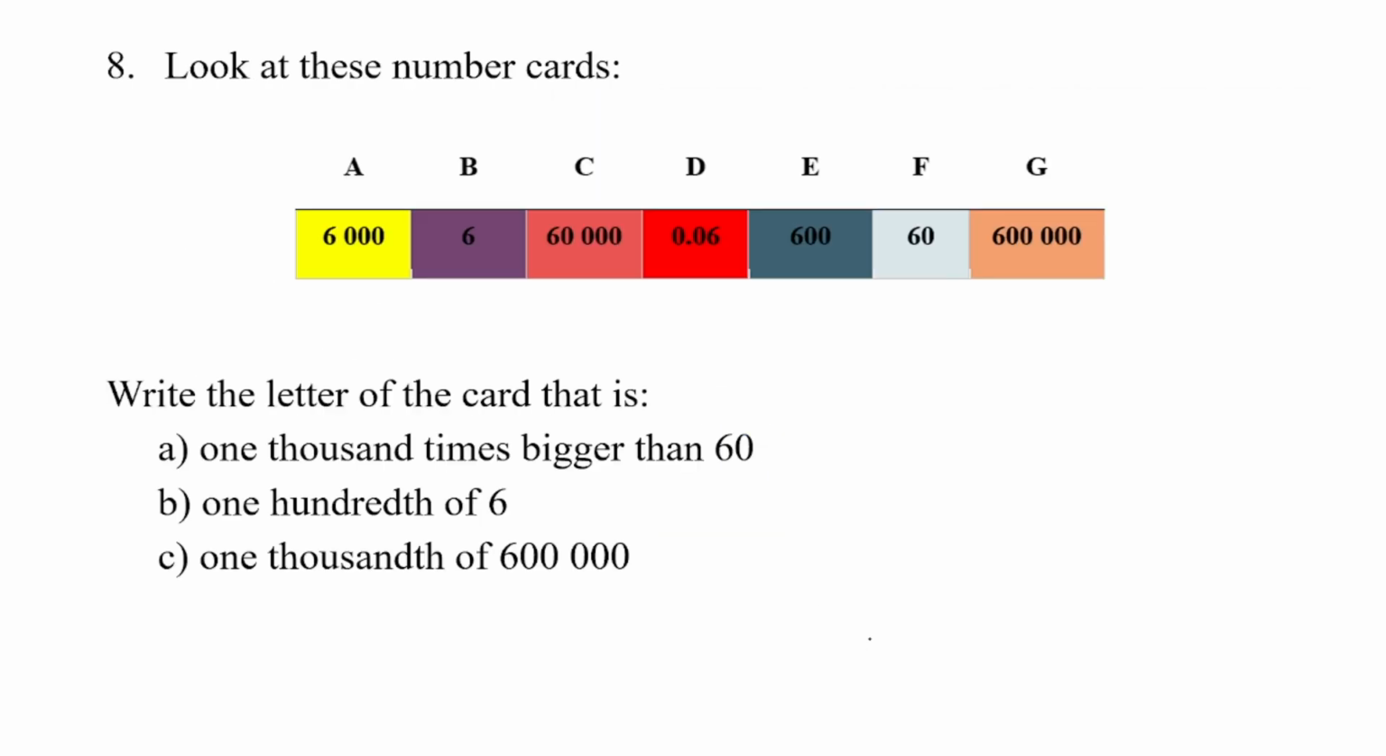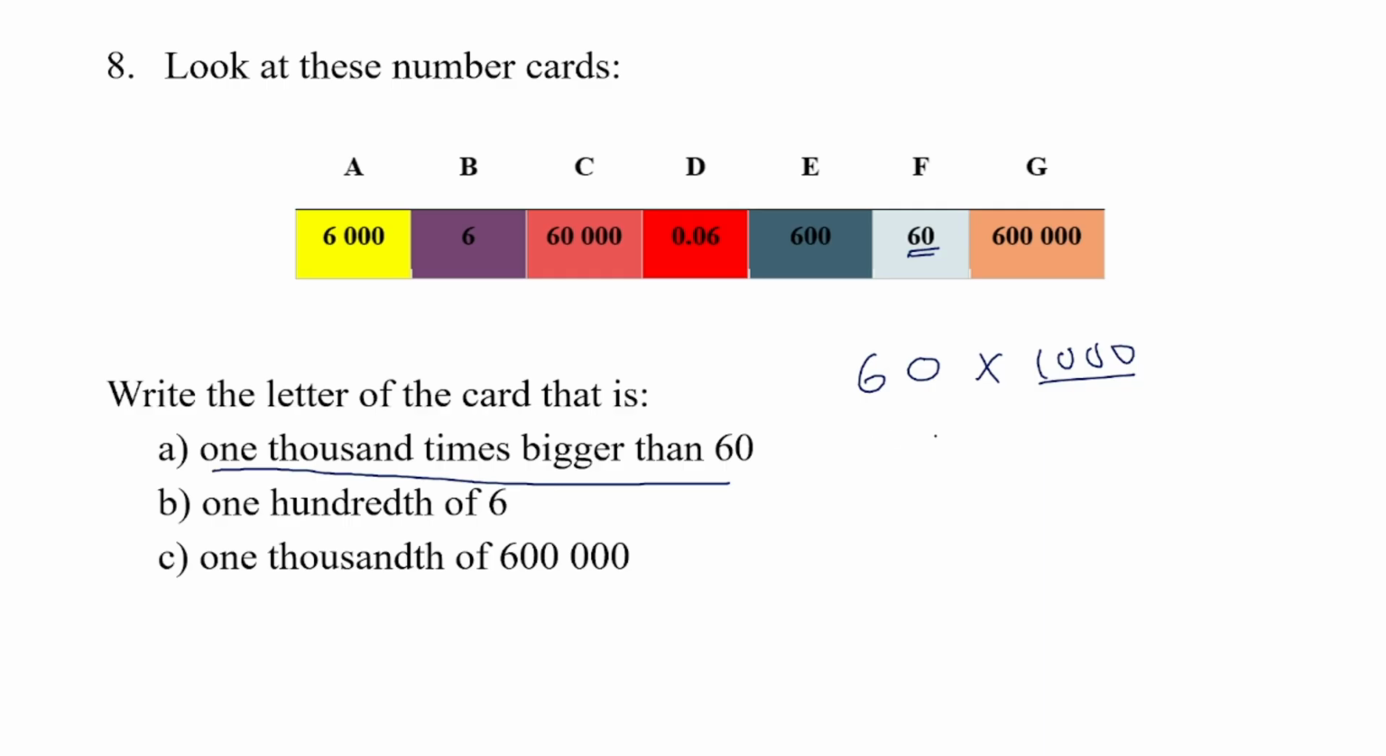Right, look at these number cards. Write the letter of the card that is 1,000 times bigger than 60. Right, when I'm saying 1,000 times bigger than 60, what does that mean? It means multiply this by 1,000. So what is 60 times 1,000? We just did multiplication by 1,000. So the number becomes bigger.